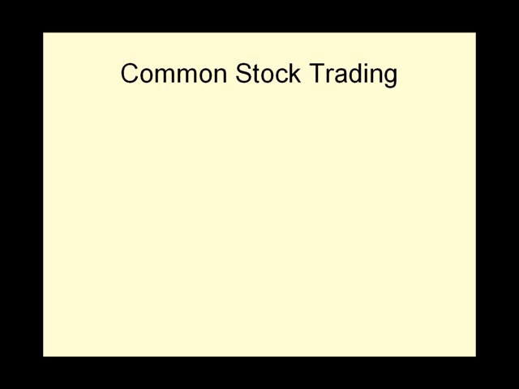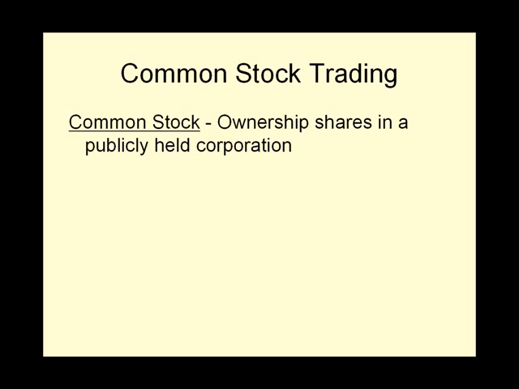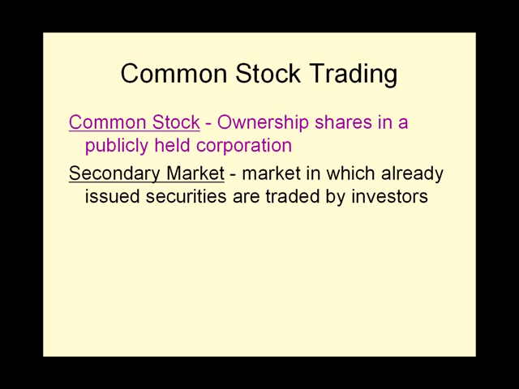Okay, let's move from bonds to stocks. First, let's clarify some terminology associated with common stock trading. The first one is common stock, which just represents ownership shares in a publicly traded corporation. Shares are traded in secondary markets, or markets in which already issued securities are traded among investors. Secondary markets are distinguished from primary markets, where securities that are initially issued are sold.